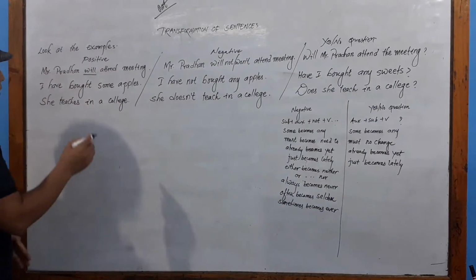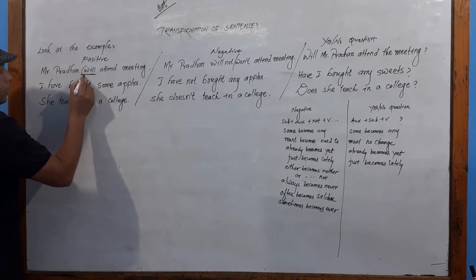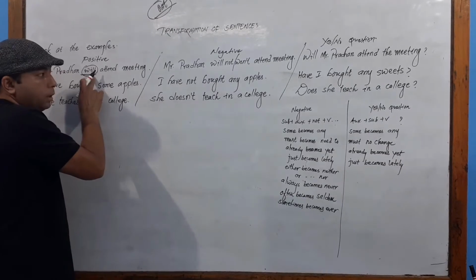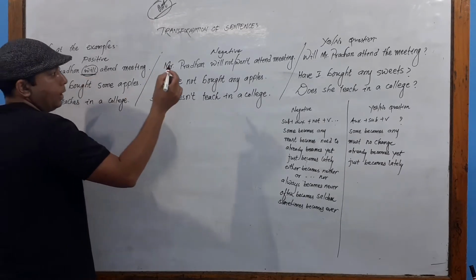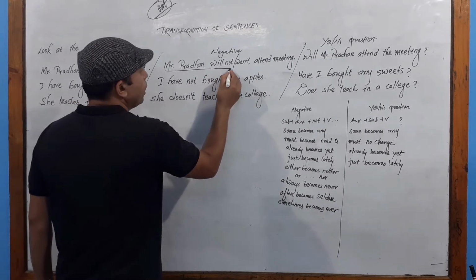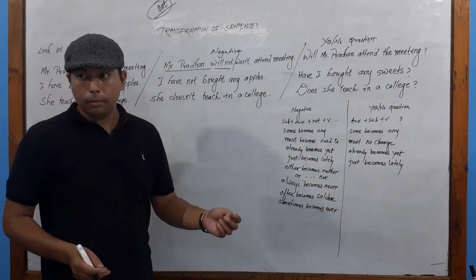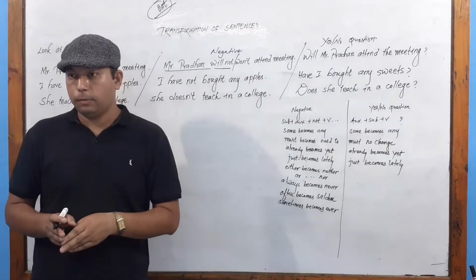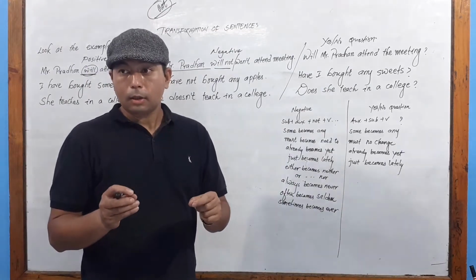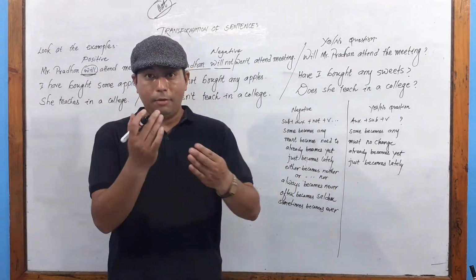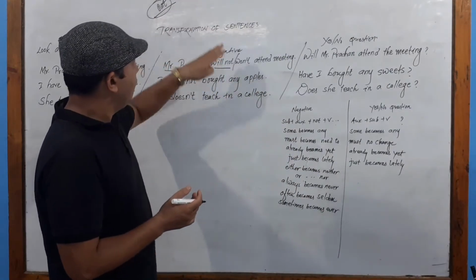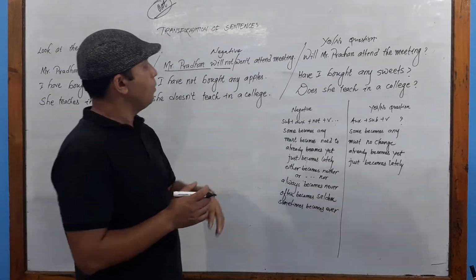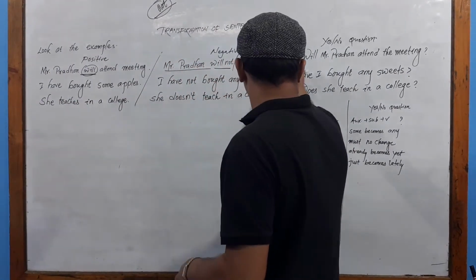So in the sentence, as I underlined, will here. If we add not after will, then it will be negative. Look at here, Mr. Pradhan will not; the contracted form is won't. So nothing is changed, only not is added. So where to add? After the auxiliary verb. After the auxiliary verb, if we add not, then it will be negative.